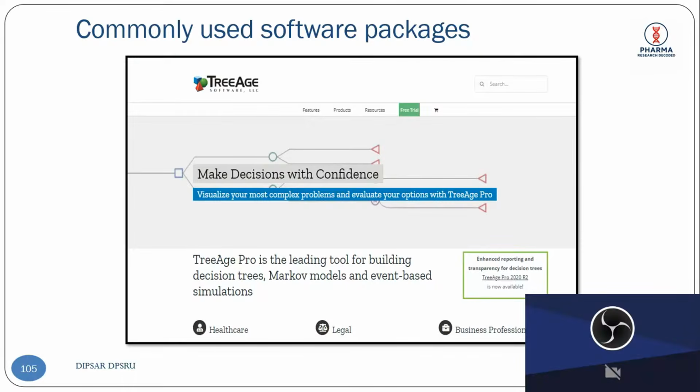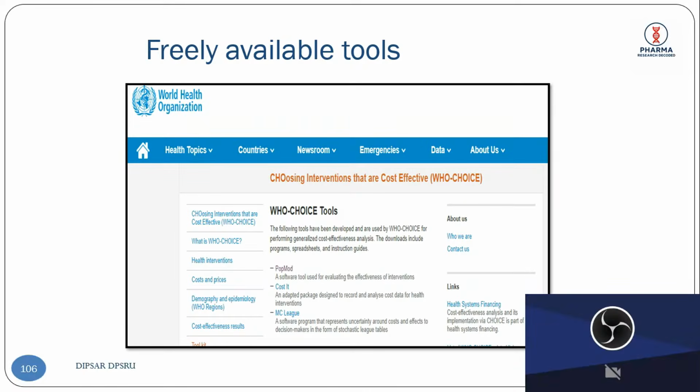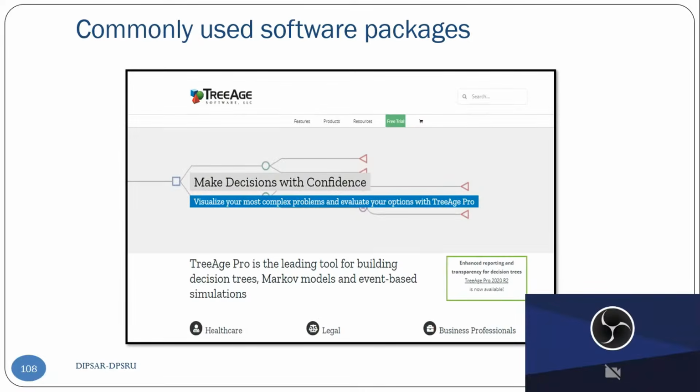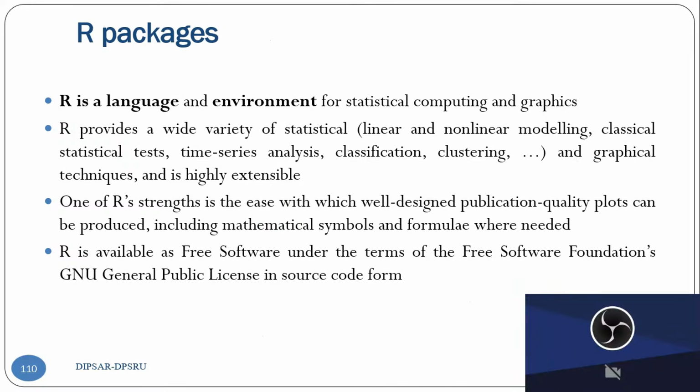So these are the software. This is a freely available tool. If you go to the WHO website, that is the WHO CHOICE tool, Choosing Interventions that are Cost-Effective. Go through that as well. Then the cost effectiveness model we have already discussed.